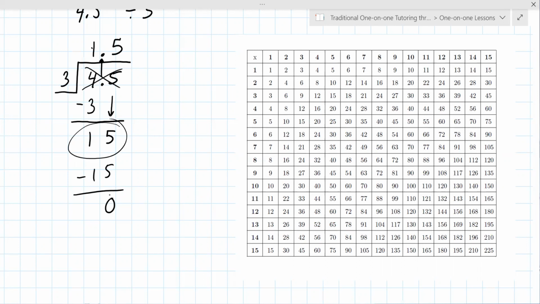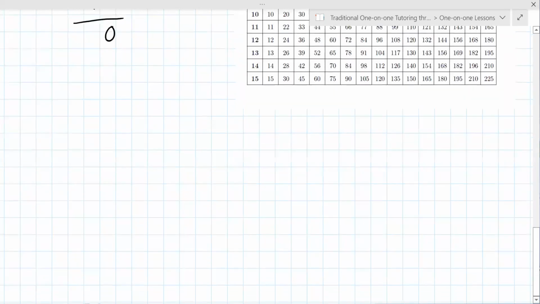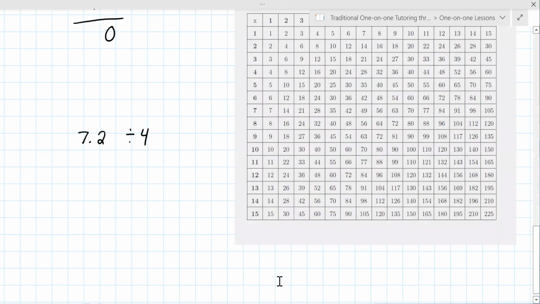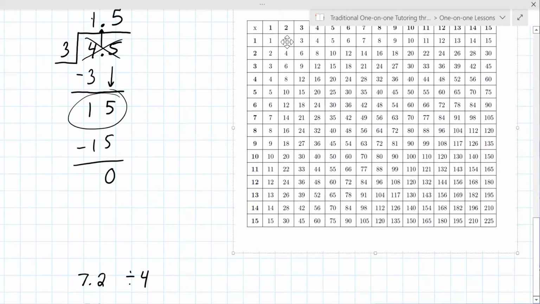Can I try another one? Yeah, we're gonna have to keep doing a few of these until we get it. So let's go. Trying to think of one here. Let's do 7.2 divided by 4. 4 goes outside the house, and then 7.2 goes inside the house.